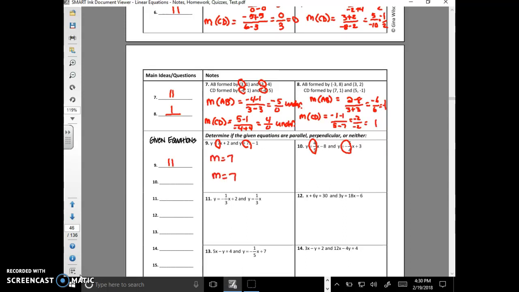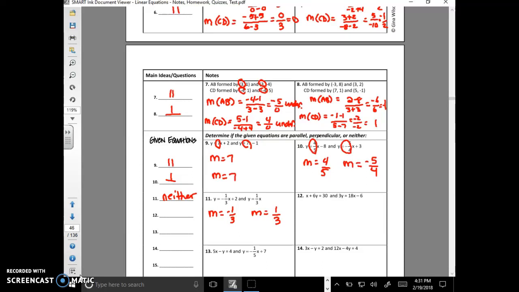So number 10, we're going to say m equals 4/5, and then m equals -5 over 4. So it's a reciprocal, and it's the opposite sign. We're going to say this is perpendicular. Number 11, m equals -1/3, and m equals 1/3. They're the opposite signs, but they're not the reciprocal of each other, so it's a neither.